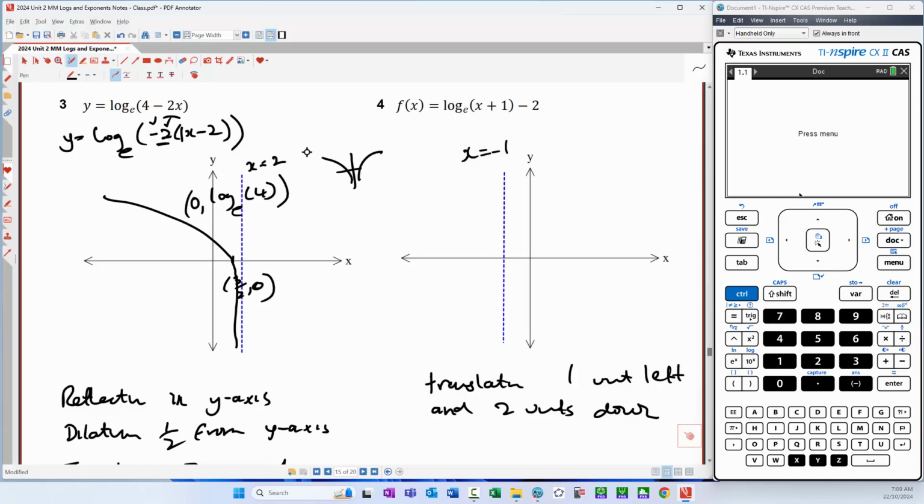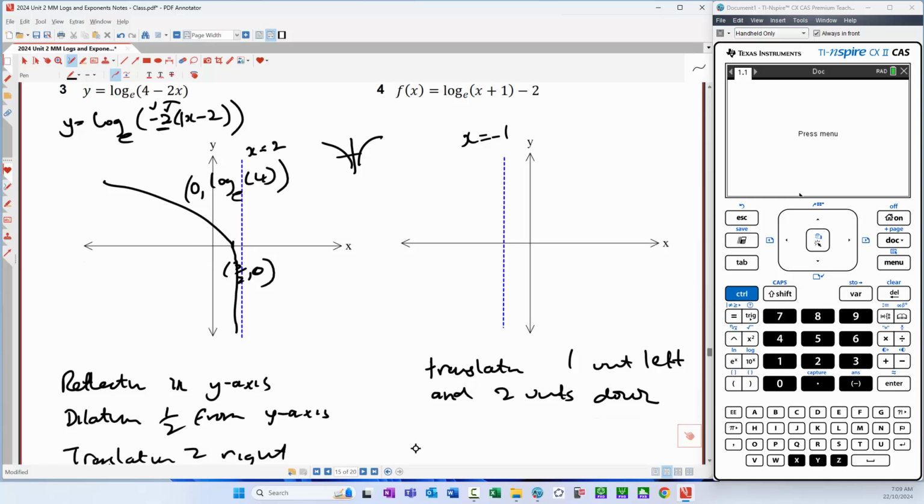X equals negative 1. All right, so you can see that it's going to go this way. So we're going to get an x and a y-intercept. Good to know. So f of 0 equals, when I jam 0 in, I'm going to get log e 1. Now log e 1, e raised to what power will give us 1? That's 0. So f of 0 is negative 2. So that basically is saying that the y-intercept is -2.